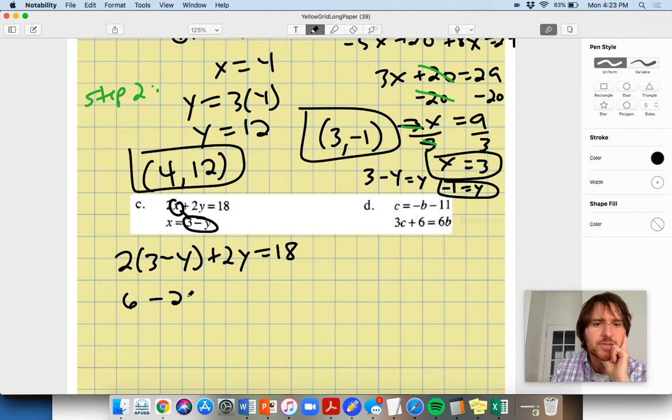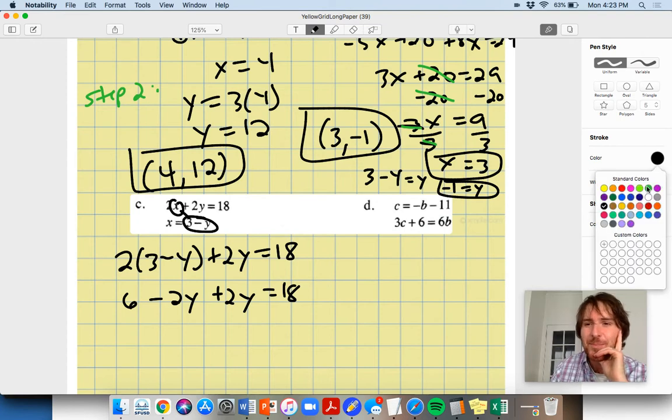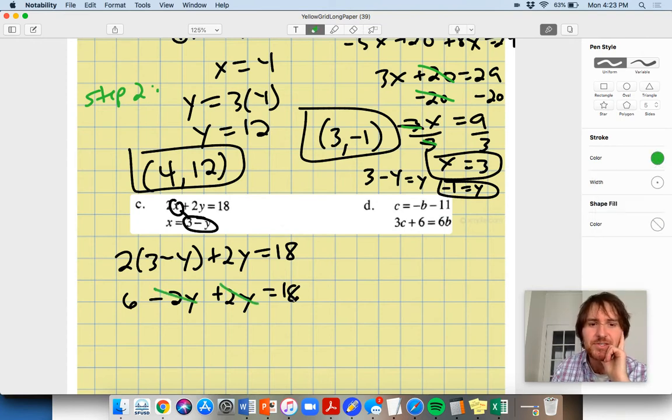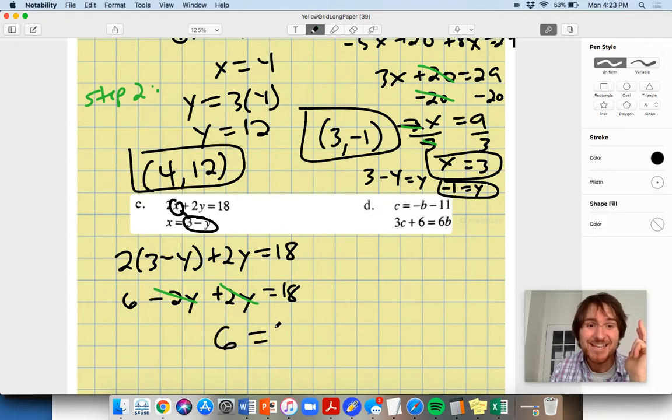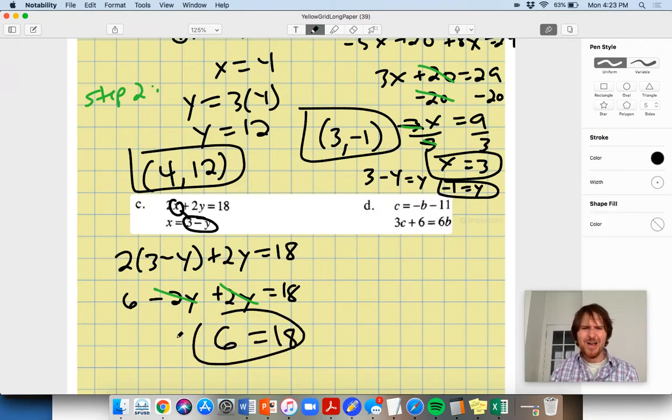We got 6 minus 2y plus 2y equals 18. And what's interesting, look at this. Combine like terms: negative 2y plus 2y becomes a 0. And then all of a sudden I got this. What the heck? 6 equals 18? Question: does 6 equal 18? That's really weird.